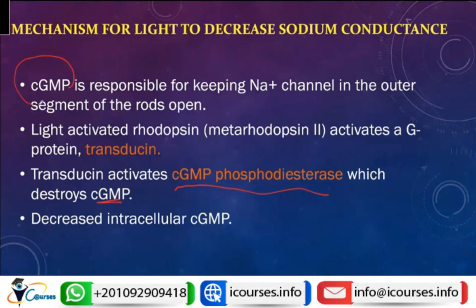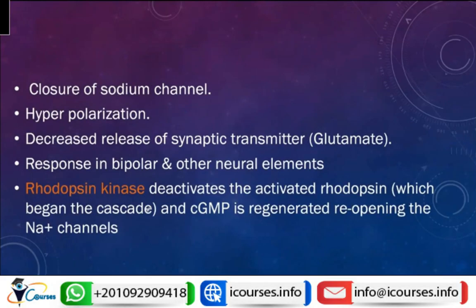So what is the cyclic GMP? The cyclic GMP is a gate responsible for keeping the sodium channel open. So when the light activates the rhodopsin or the metarhodopsin 2, this will activate the G protein or the transducin. The transducin activates the phosphodiesterase, destroying the cyclic GMP, so that there will be a decrease in the intracellular cyclic GMP, leading to closure of the sodium channel and hyperpolarization. This hyperpolarization will decrease the release of the synaptic neurotransmitter, glutamate, leading to a response in the bipolar and other cells like horizontal or amacrine cells.